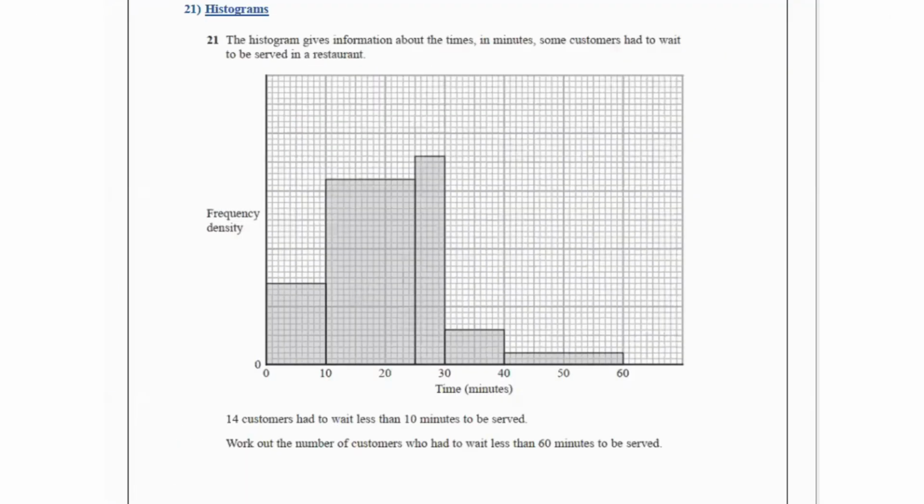In question 21, it says the histogram gives information about the times in minutes some customers had to wait to be served in a restaurant. 14 customers had to wait less than 10 minutes to be served. Work out the number of customers who had to wait less than 60 minutes to be served.